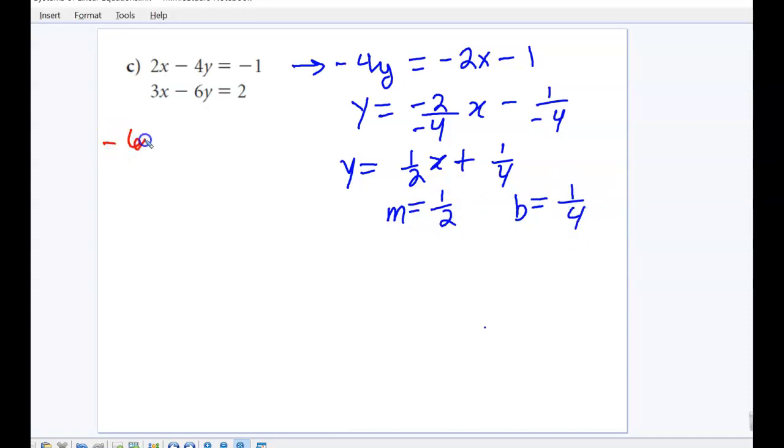In my second line, I'll isolate the negative 6y by subtracting the 3x over. And then I'm going to divide by negative 6.